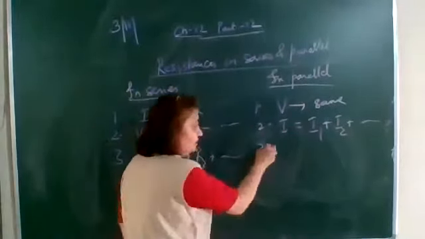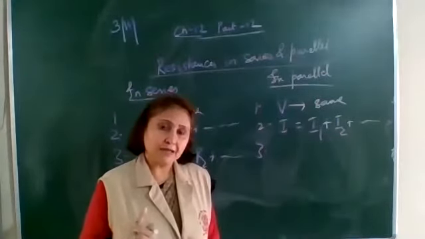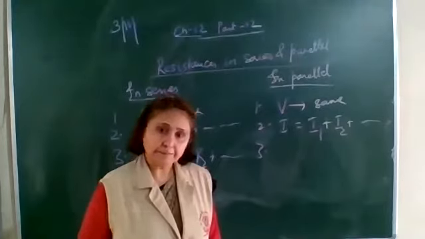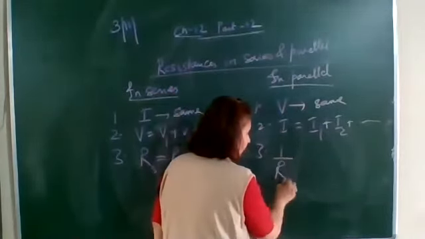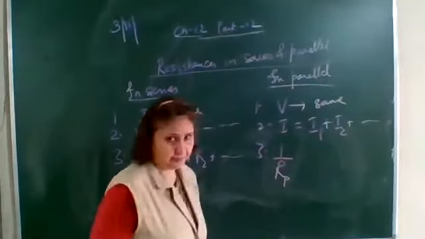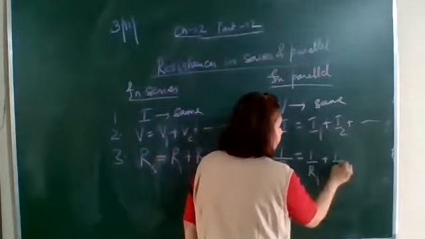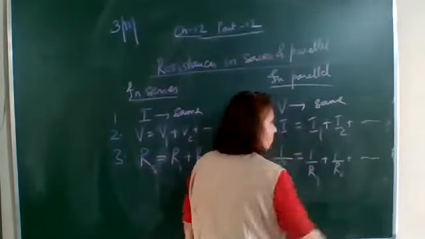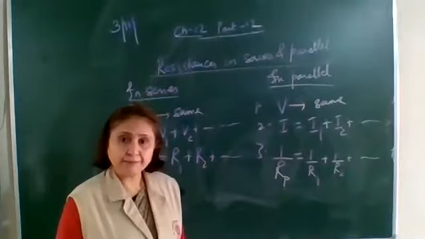And the third one is that the equivalent resistance in parallel, let us represent it by Rp subscript. So here we get 1 upon Rp is equal to 1 upon R1 plus 1 upon R2 plus so on. This condition also we have derived.